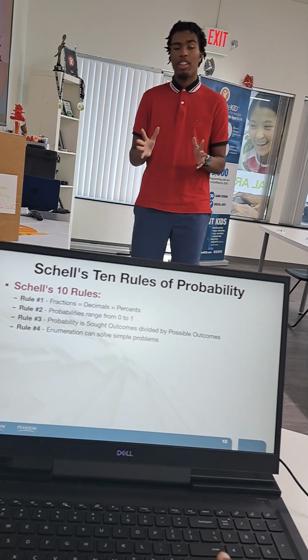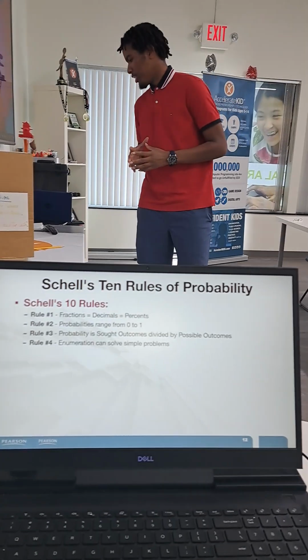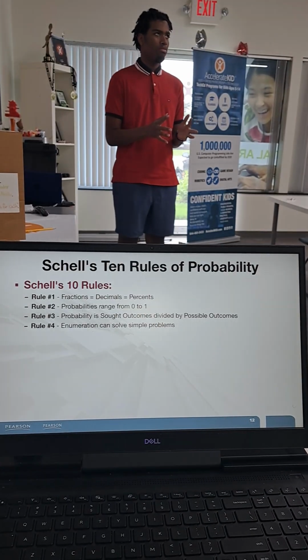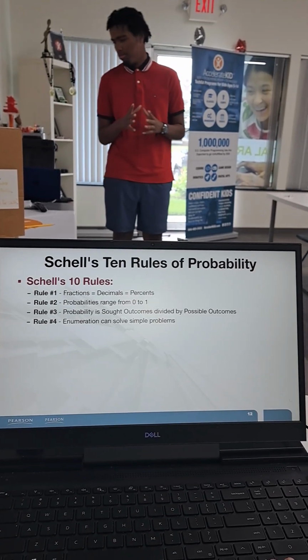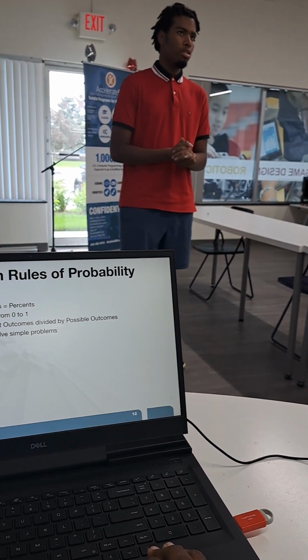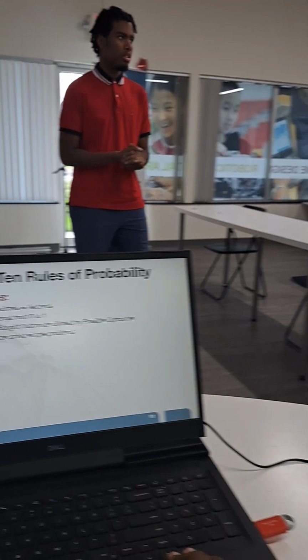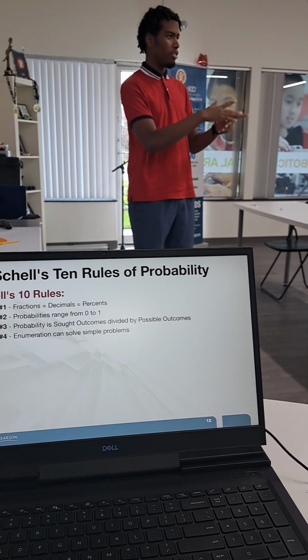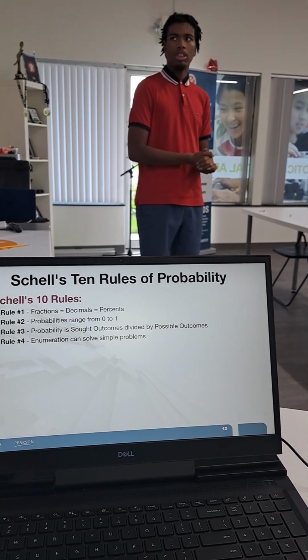Rule 4. Enumeration can solve simple problems, really. Enumeration in itself is basically listing those outcomes, making a list of them.